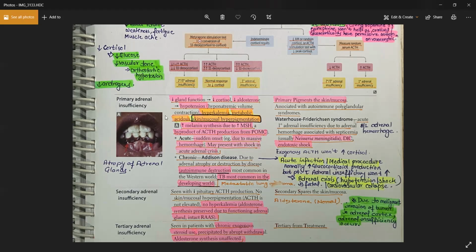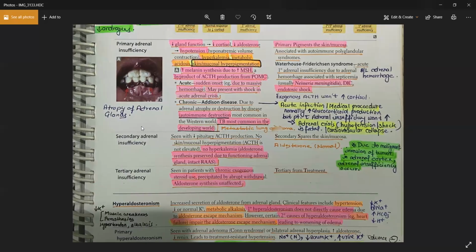So for primary adrenal insufficiency, you will always get hyperpigmentation. As you can see, this is the mucosal hyperpigmentation on the gums. You will get hyperpigmentation of the lips, and hyperpigmentation of the skin. Very important. So any doubt on primary adrenal insufficiency? No, thank you.